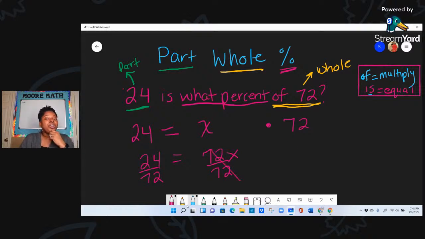So you're going to get X equals 0.3 repeating. You're going to get a decimal. Now we need to turn it into a percent. So they gave you the decimal. Now I want you to turn it into a percent. It's a repeating decimal. So it'll be 33.3 repeating percent, or 33 1/3%.